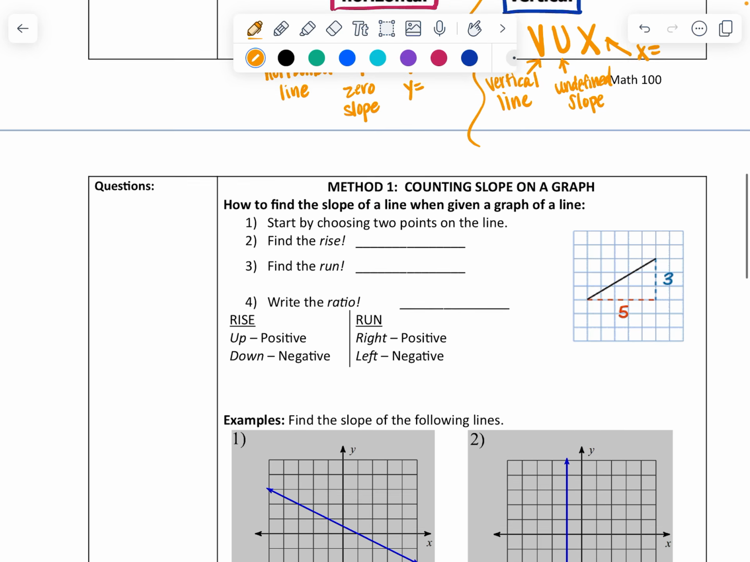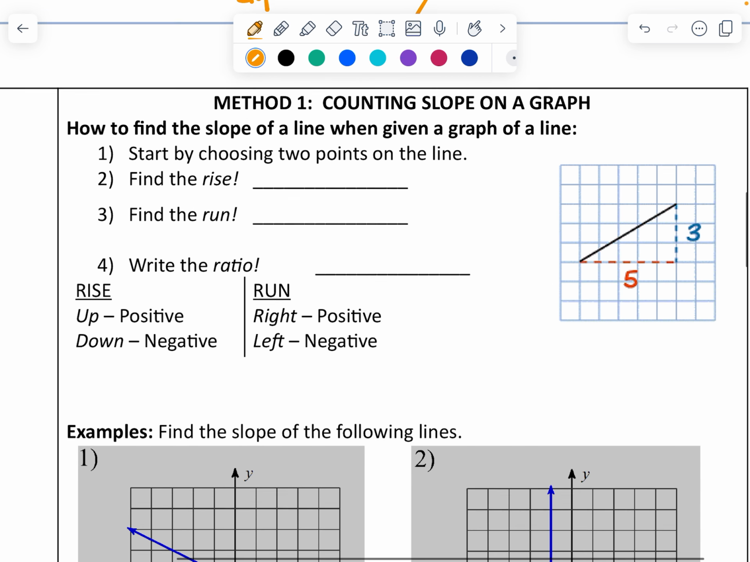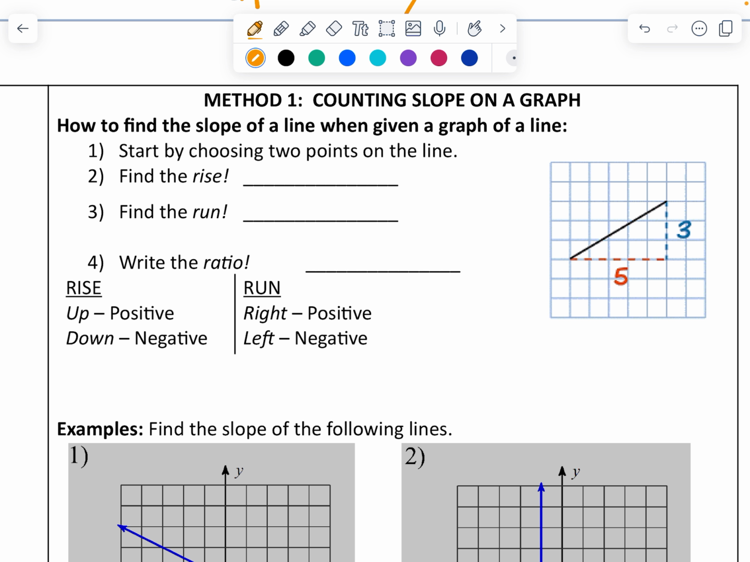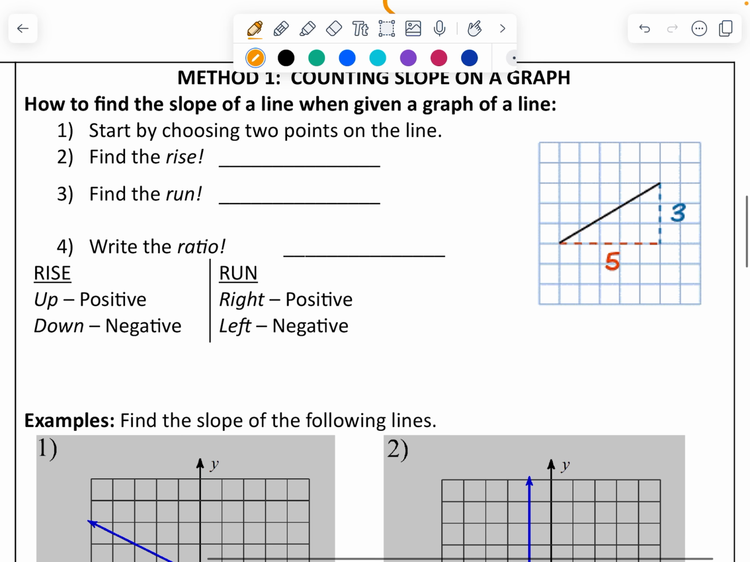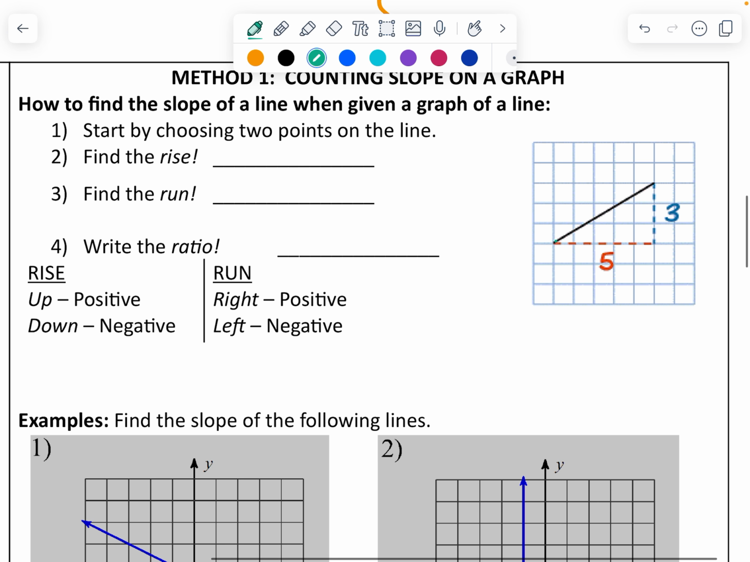Okay, so the method we're going to be talking about today for finding slope on a graph is we are going to have a line that's already graphed for us, and we need to find the slope. We need to find the rise and the run. So we're going to start by choosing 2 points on a line. So we have this line graphed for us on the right, and my 2 points are going to be the endpoints of this particular line. First, we'll find the rise. So the vertical distance between, we'll say, point A and point B is 3 boxes. So we'll say the rise is 3.